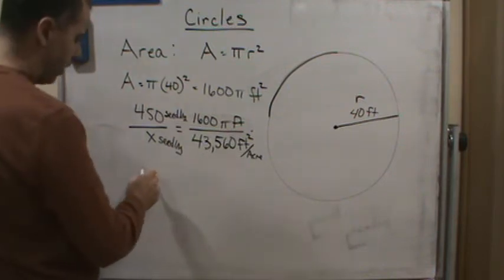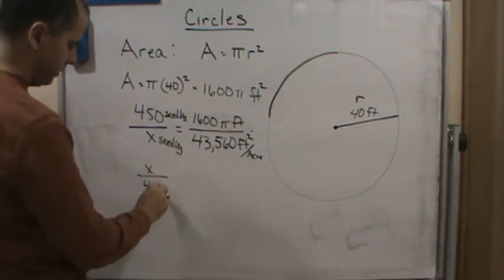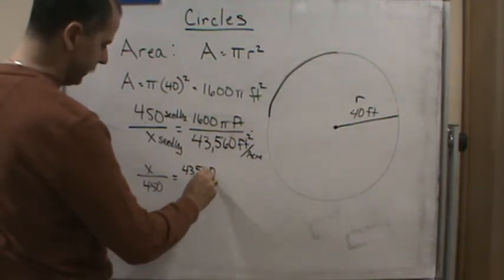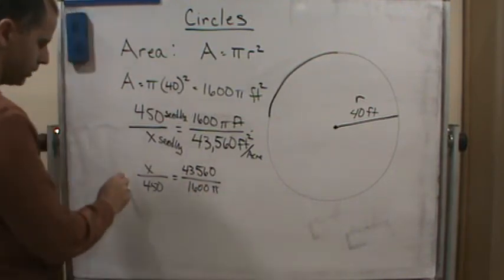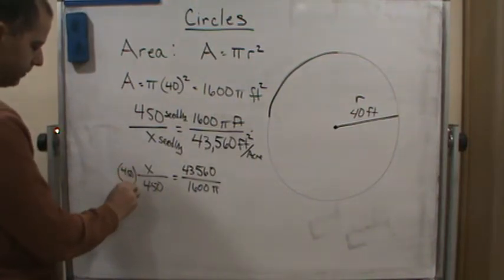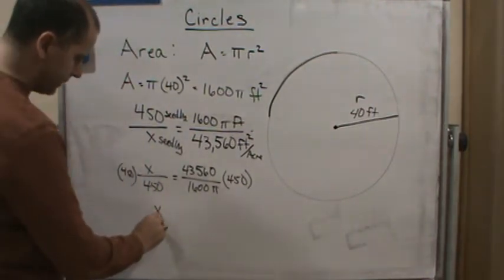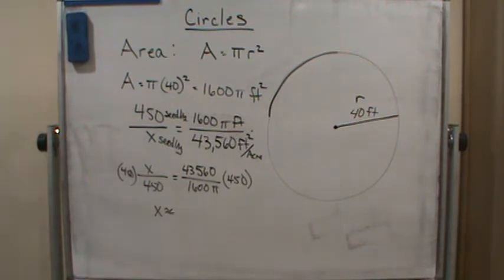Okay, now, if I solve for x, I'm going to flip this over, so this would be the same as x over 450 is equal to 43,560 over 1,600 pi. And then I multiply both sides by 450. Okay, and I get x is approximately equal to what? $3,900.